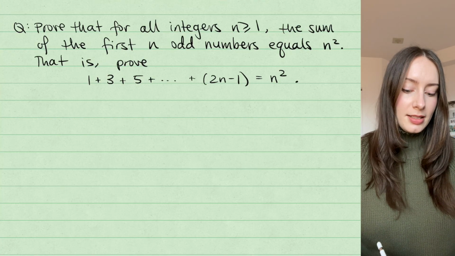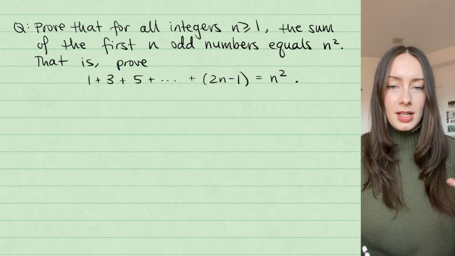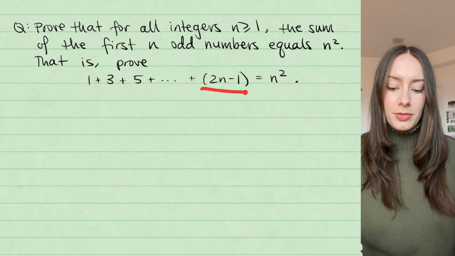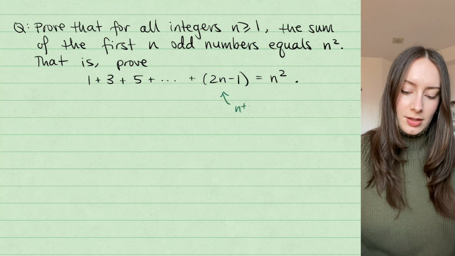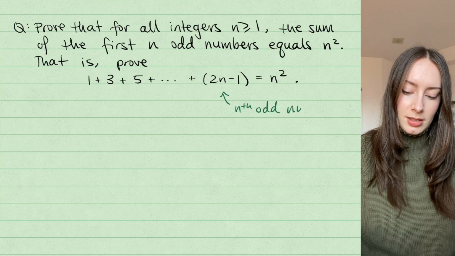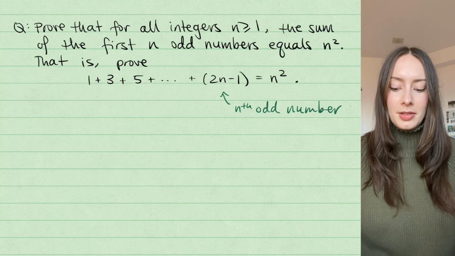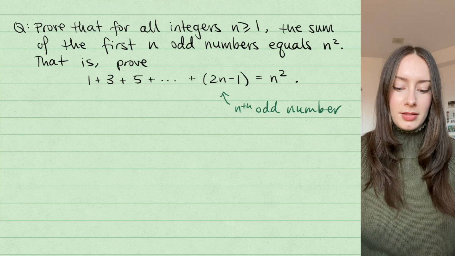And then it says that is, prove that 1 plus 3 plus 5, so the sum of the first n odd numbers all the way up to the nth odd number, which is 2n minus 1, equals n squared. So I'll just write, this is the nth odd number. So we're trying to show that if we add up the first n odd numbers, we get the same thing as just doing n squared.